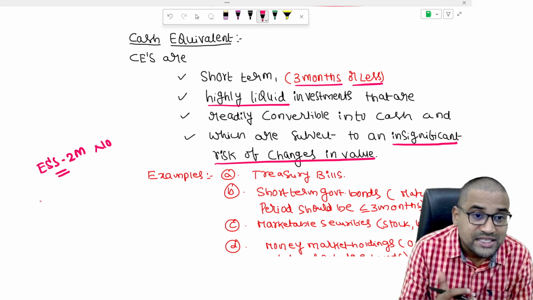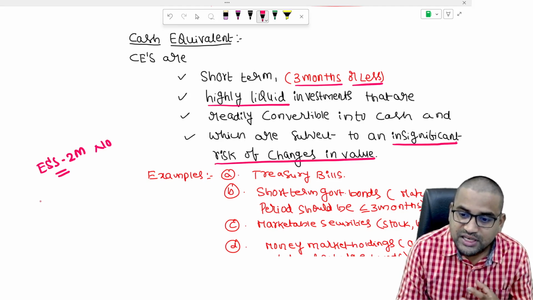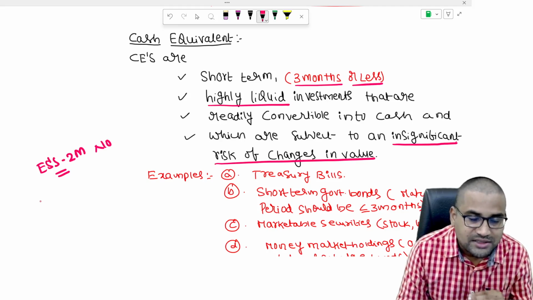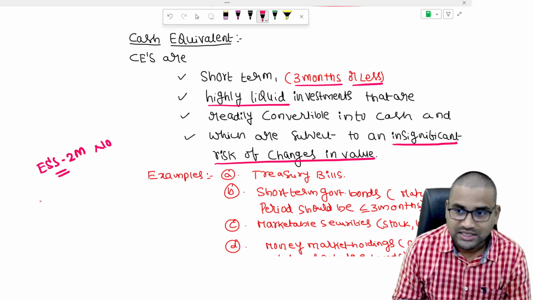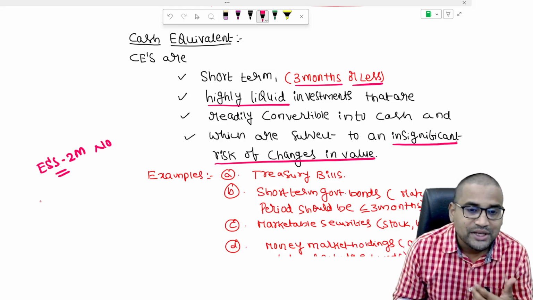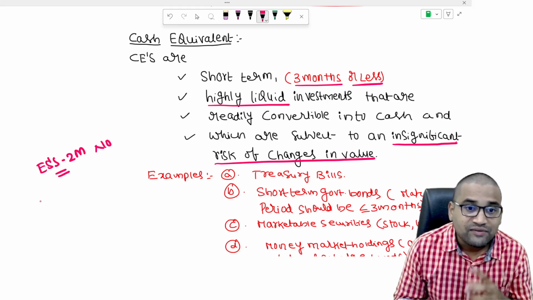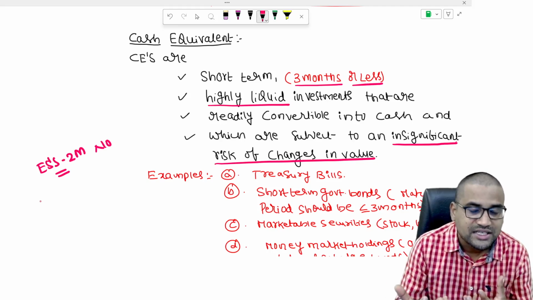There is no insignificant risk of change in value when you invest in shares, especially equity shares. Of course, preference shares will fit into the definition of cash equivalent. But generally, when you consider equity shares, how can you say equity shares are cash equivalents? Because in order to call that cash equivalent, that investment should have insignificant risk of change in value. But investment in equity shares has highly significant risk in change in value.